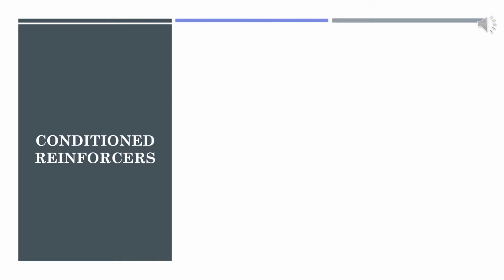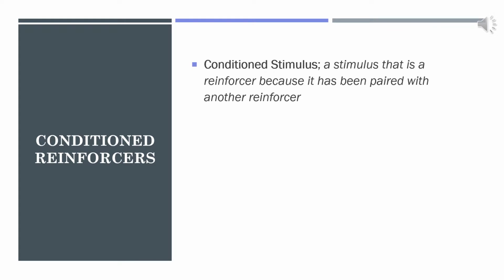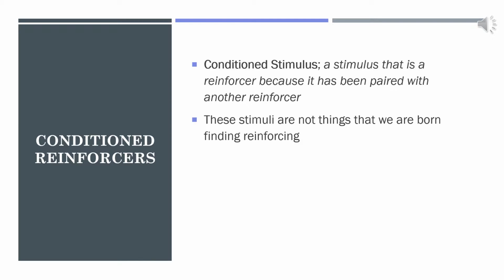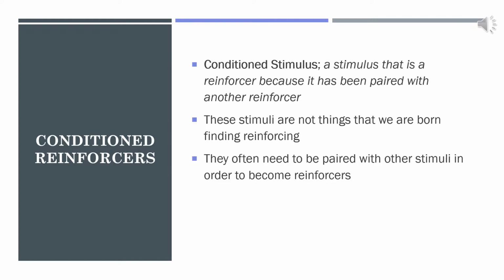Next, we are going to discuss conditioned reinforcers. A conditioned stimulus is a stimulus that has become a reinforcer because it has been paired with another reinforcer in the past. Therefore, the client must have a history with that particular stimulus for it to function as a reinforcer. These stimuli do not function as reinforcers because of evolution. Therefore, we are not born with these stimuli acting as reinforcers. They must be paired with other reinforcers in order to become reinforcers.